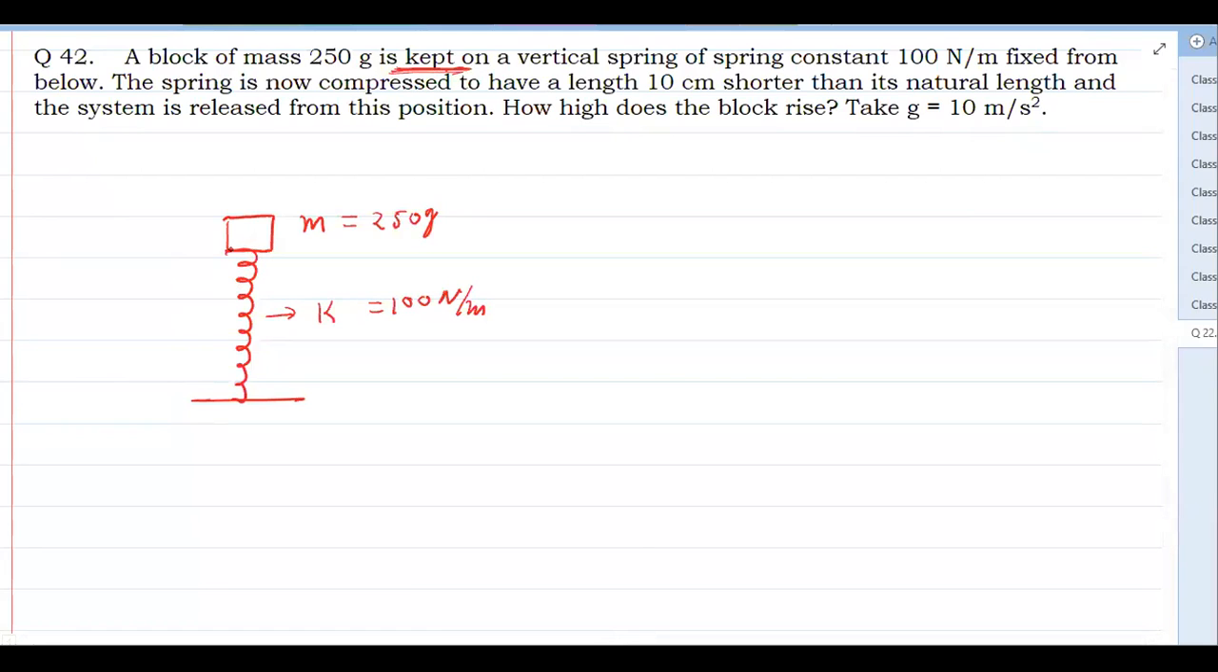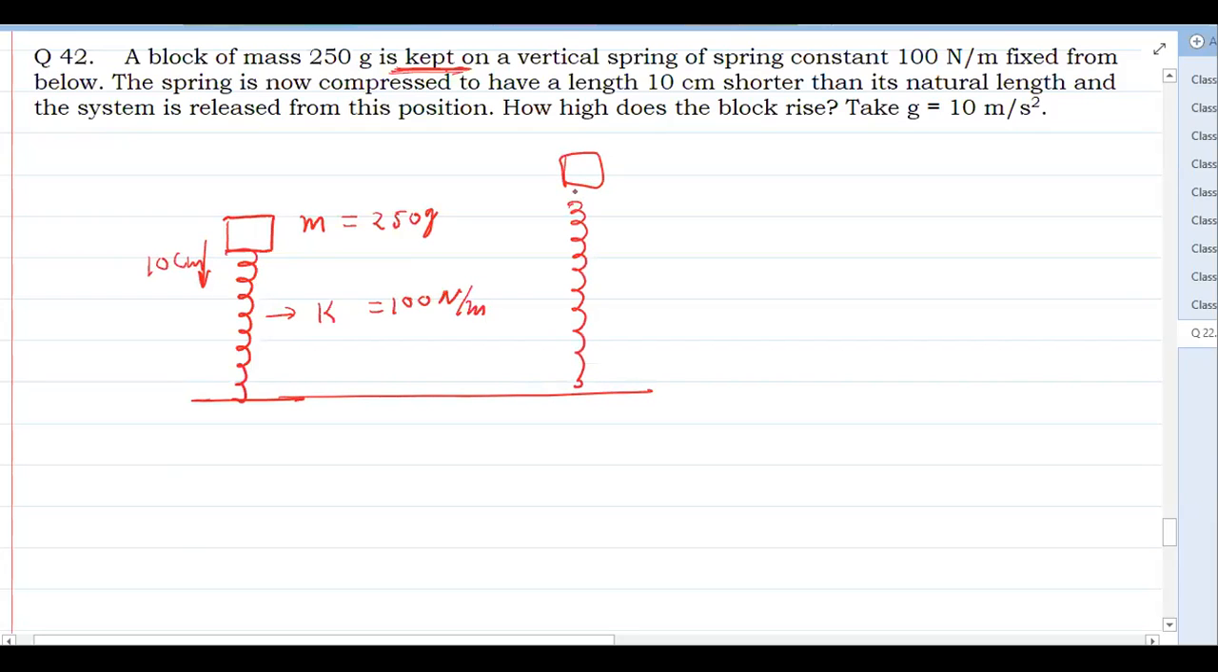If it will not separate, it means the spring may get stretched further. But in this case, the block is just kept, so the spring will not get stretched. The block will get separated. So after compressing by 10 centimeter, when it is relaxing and going upward, the block may separate.